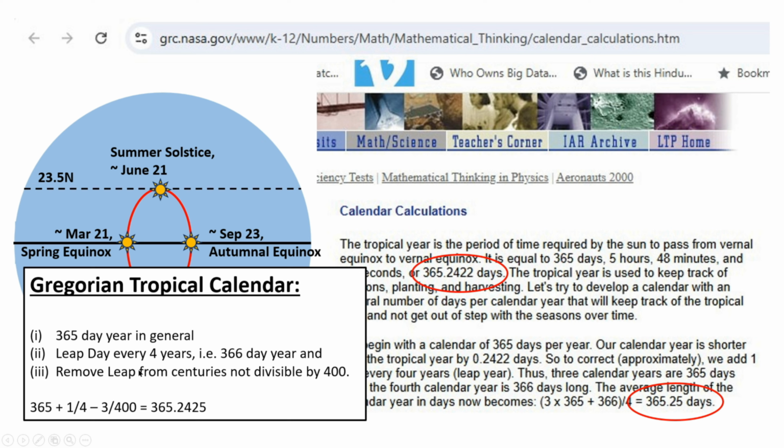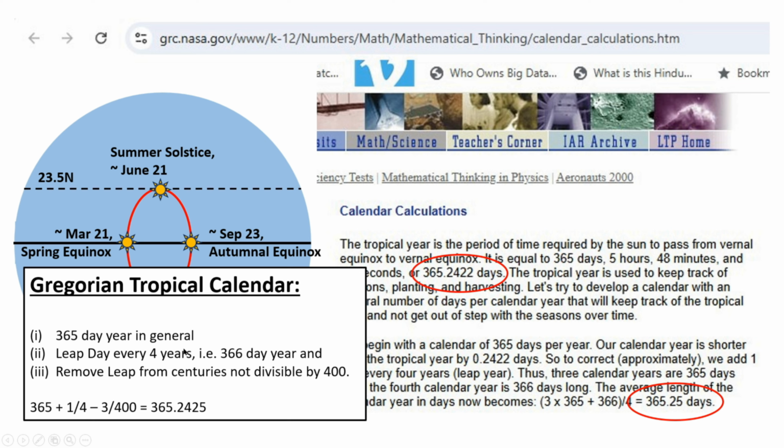So basically, say 1200 AD, it's divisible by 400, so that will be a leap year. But 1100 AD, which is not divisible by 400, will have a normal 365-day year, no leap year, even though it is divisible by 4. Then 1300 also is not divisible by 400. So 1300 AD, even though it is divisible by 4, will also have 365 days, not a leap year. So this is the algorithm for generating the Gregorian calendar.